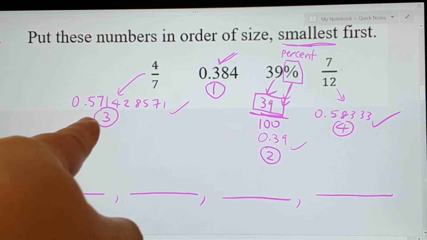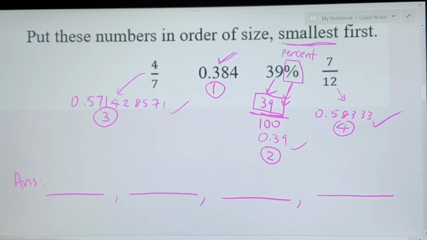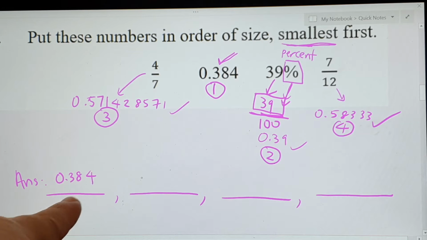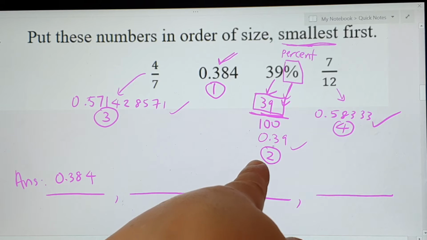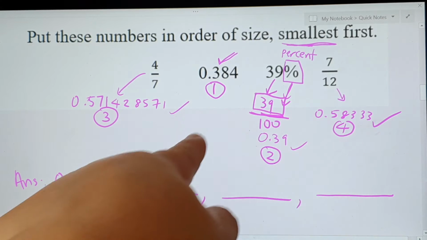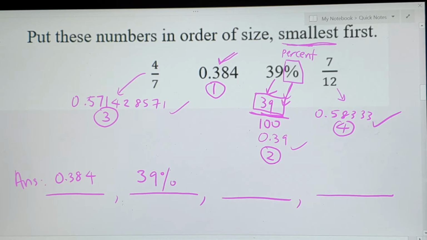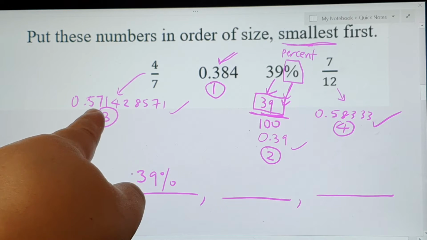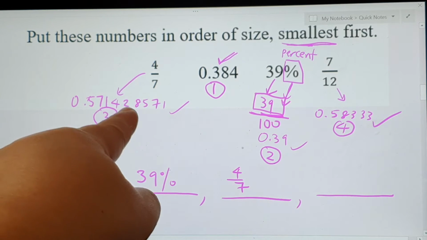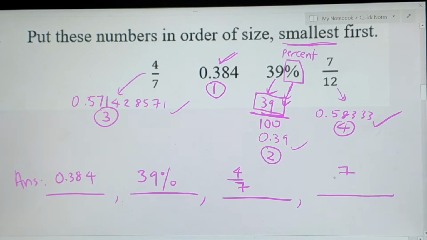So that's why we have to change to decimals, because decimals help us to see very clearly which one is smaller and which one is bigger. Then you write this 0.38 here. Then the next one is 0.39, but you cannot write 0.39. If you do, you won't get the marks. You must write the original 39%. And then the next one, you don't write the decimal, you must write the original 4/7. And then the next one, 7/12. Okay, that's all for this particular question.